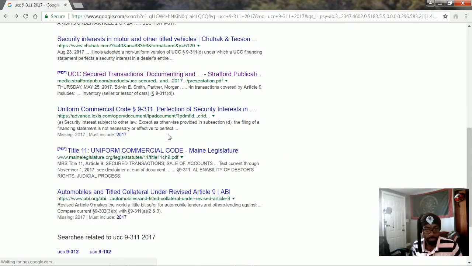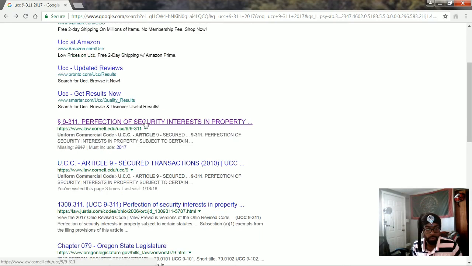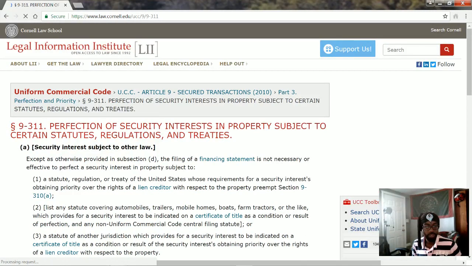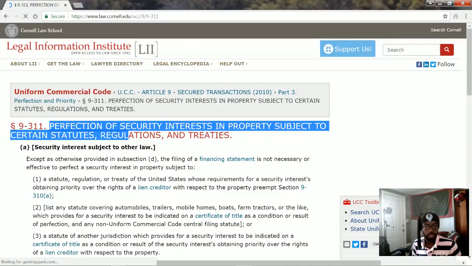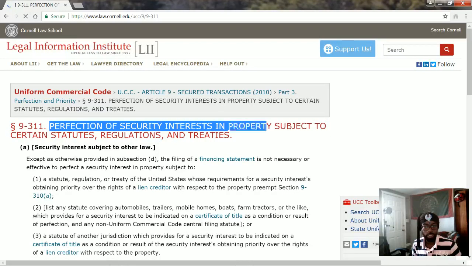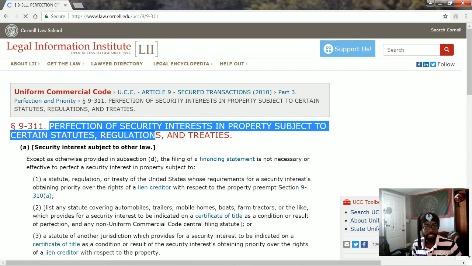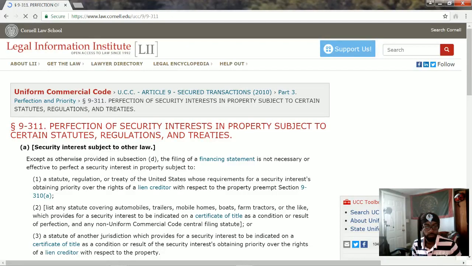I'm gonna do this for y'all one time, and I'm gonna keep it simple. Y'all already know what the deal is. Article 9 dealing with secure transactions. Now, specifically 9-311, perfection of security interests in property subject to certain statutes, regulations, and treaties. Treaties, y'all. Okay. A, security interests subject to other law.